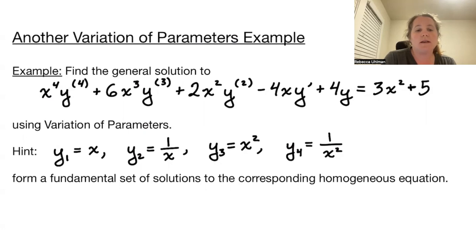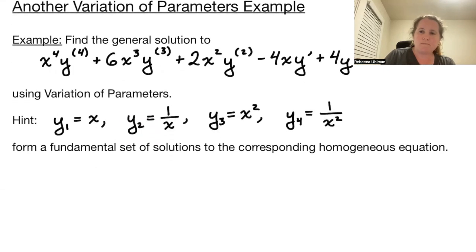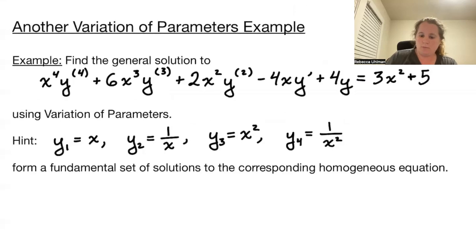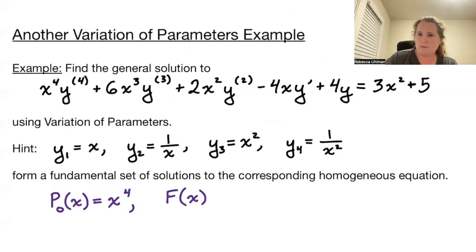We have y1 is x, y2 is 1 over x, y3 is x squared, and y4 is 1 over x squared to form a fundamental set of solutions for the corresponding homogeneous equation. So for this problem, our P0 of x is x to the fourth. Our f of x is that 3x squared plus 5 on the right.